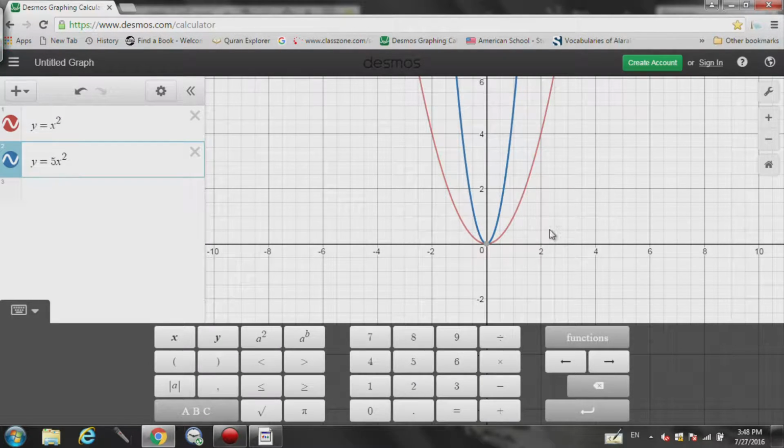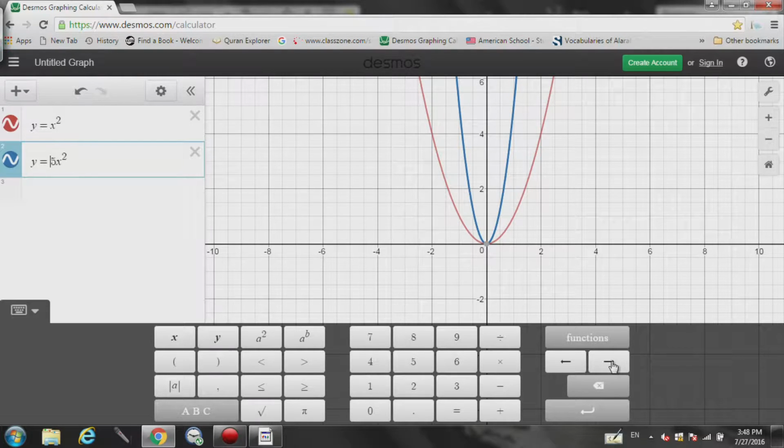See, that's the blue graph. There's the 5x squared. This is y equals x squared, the parent graph. The y equals 5x squared is going to go up faster, see? It's going to have a higher slope, so to speak. Alright, now what if I put a negative 5x squared here? It's going to be this blue graph flipped down, right? Ta-da. You see that?